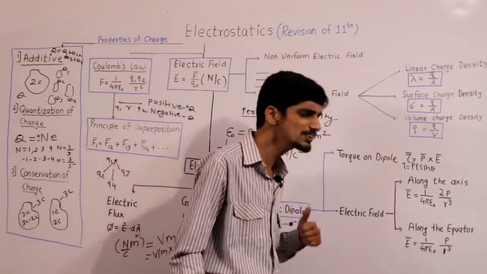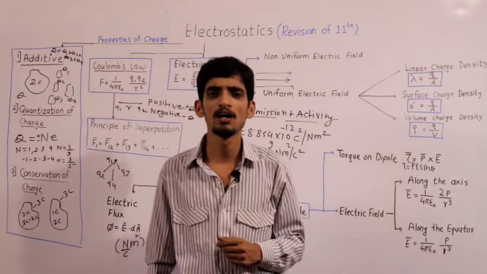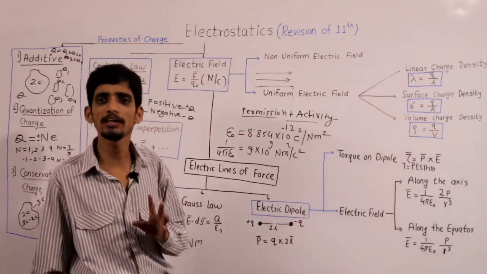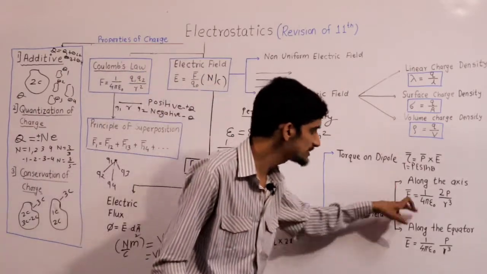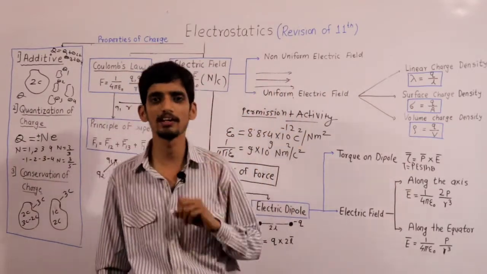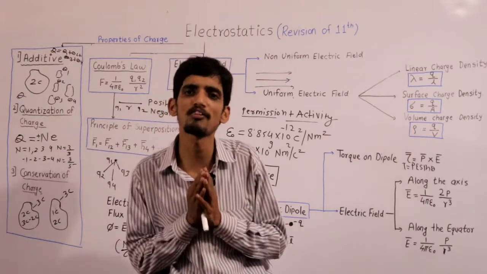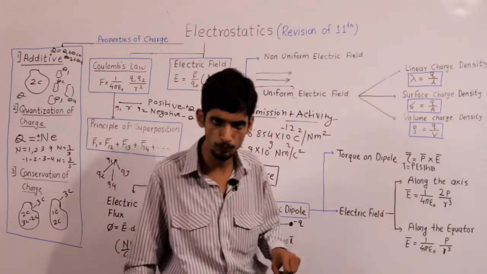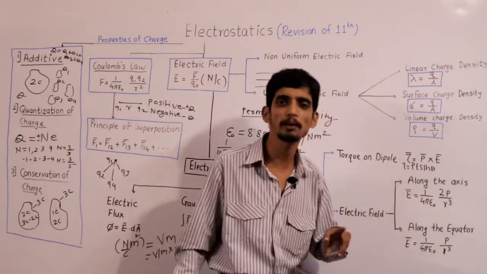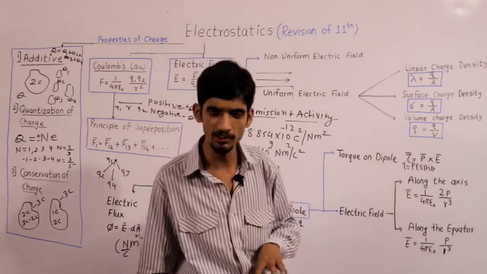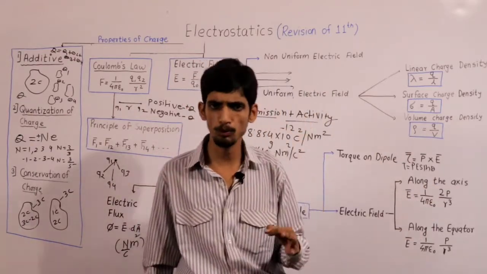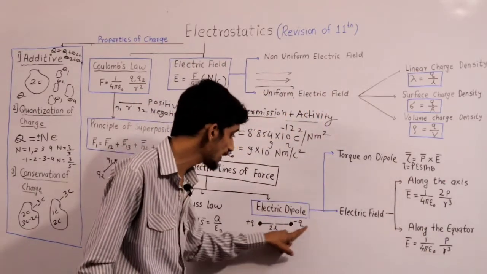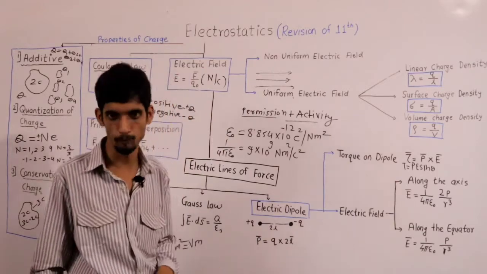Now the last important point is electric field. For the electric dipole, we have to consider two important cases. First one is along the axis, second one is along the equator. What is the formula for electric field along the axis? E is equal to 1 upon 4 pi epsilon naught into 2p by r cube, in which 1 upon 4 pi epsilon naught is the electrostatic constant, p is the dipole moment, and r is the distance of that point, which is along the axis of the dipole, from the center of the dipole.